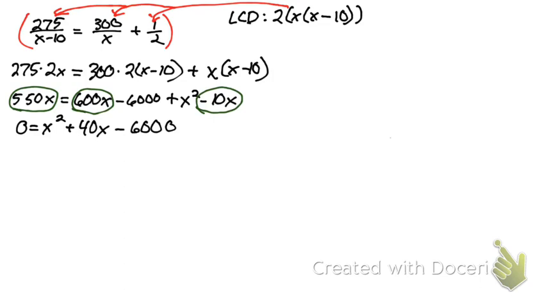So I'm going to flip everything. So I'm going to have x squared plus 40x plus something, not plus or minus, but plus something, is going to equal, now it adds 6,000 to both sides, so we're going to have 6,000 plus that same something.